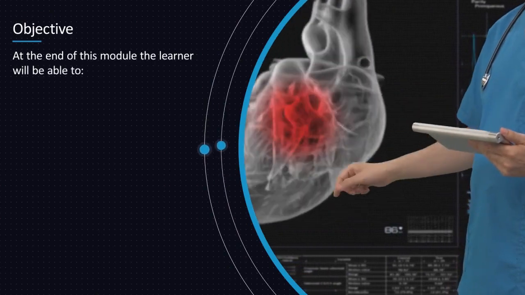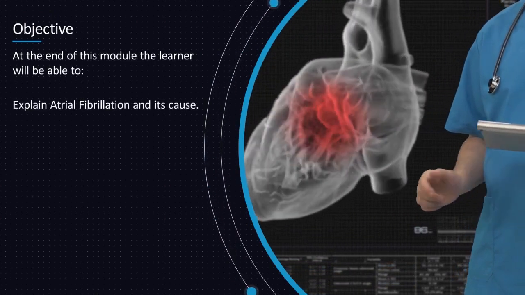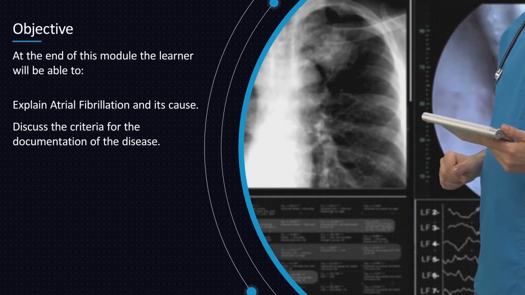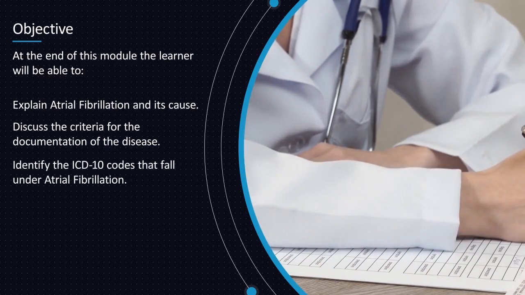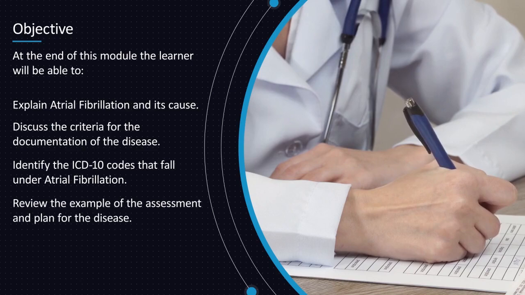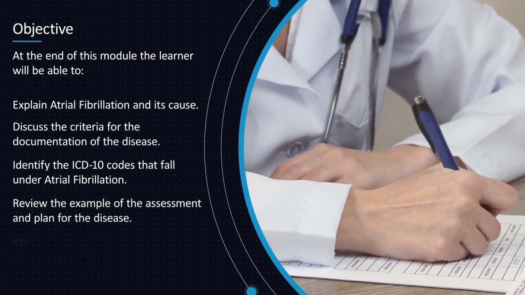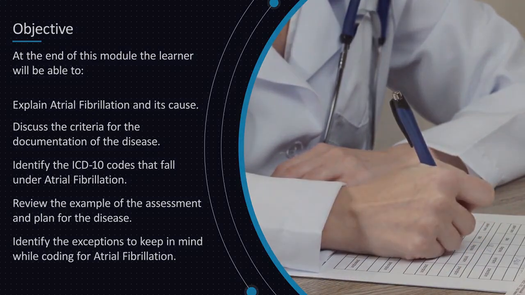At the end of this module, the learner will be able to explain atrial fibrillation and its cause, discuss the criteria for the documentation of the disease, identify the ICD-10 codes that fall under atrial fibrillation, review the example of the assessment and plan for the disease, and identify the exceptions to keep in mind while coding for atrial fibrillation.